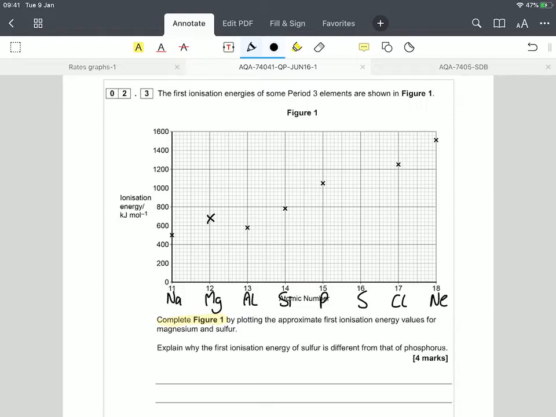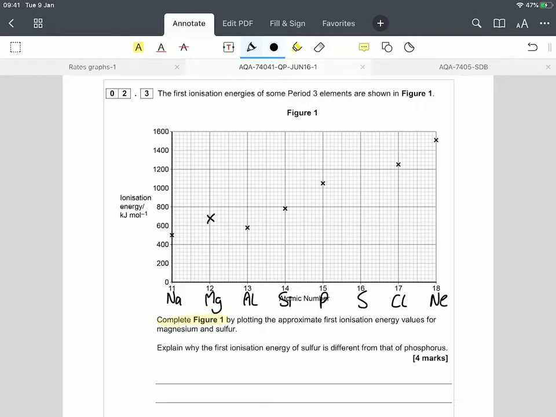The actual values won't matter, because obviously the graph only has very large grid lines on it anyway, and you don't have to know ionisation energy values, you just have to know trends. So the first part is magnesium should be higher than sodium and higher than aluminium, but probably not higher than silicon, so that's where I've put it.